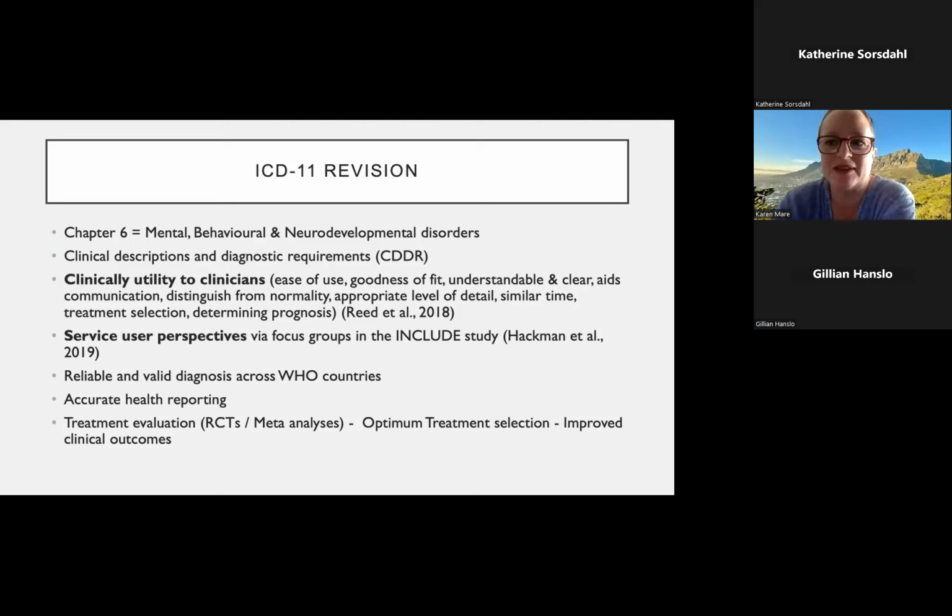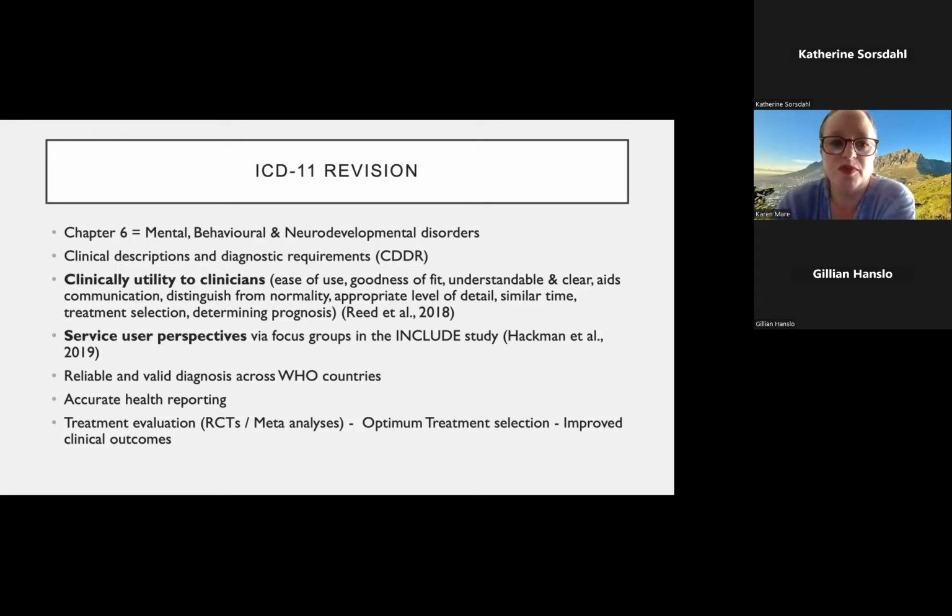So for me, I've been lucky that I get to work on this. So ICD-11, the revision happened over 10 years. More than 10 years probably, and chapter 6 is the mental health chapter. And as I've said, they contain CDDR, and they've done lots of studies. South Africa also participated in these clinical utility studies, where people have checked when they use these criteria to make diagnoses, how easy are they to use, and do they fit the clinical presentation? Can you understand them? Are they useful to communicate with your patient or with relatives of your patient?